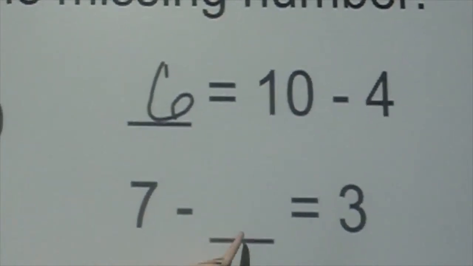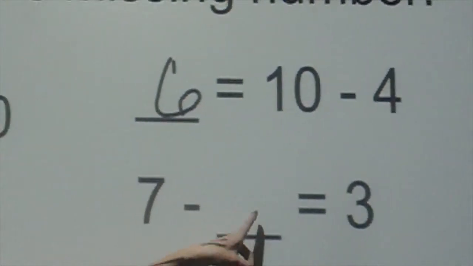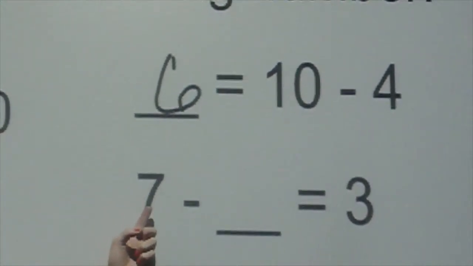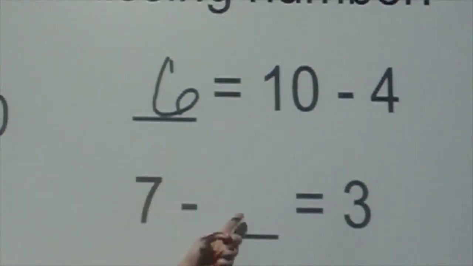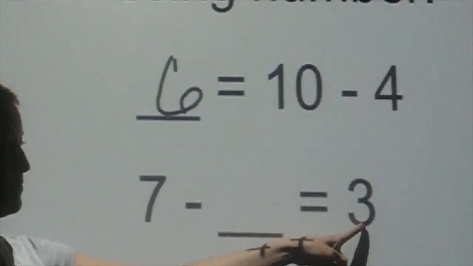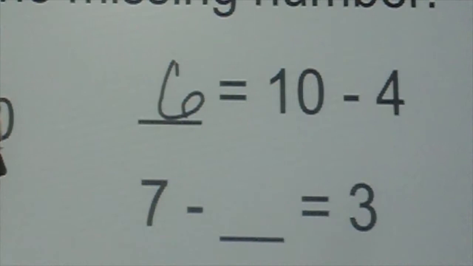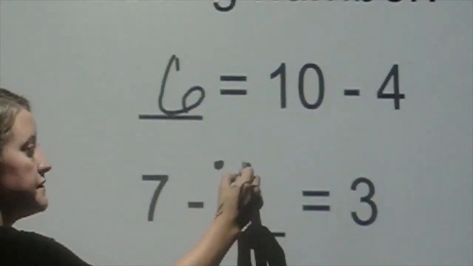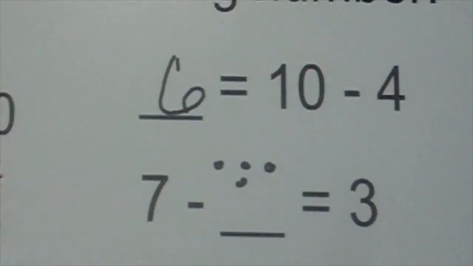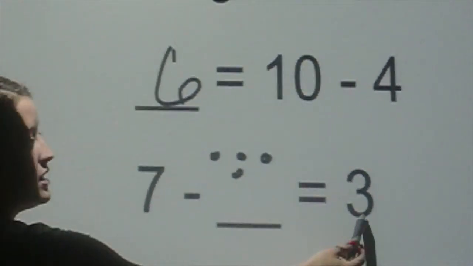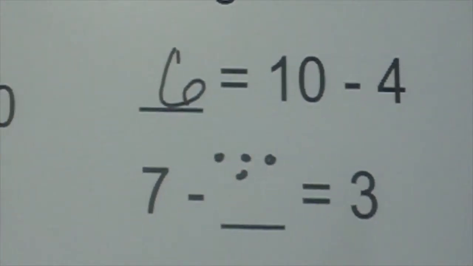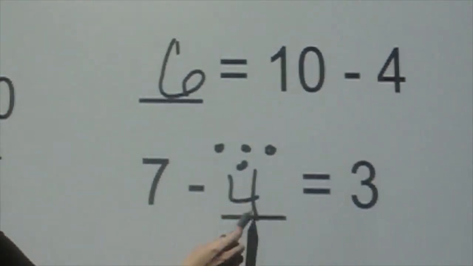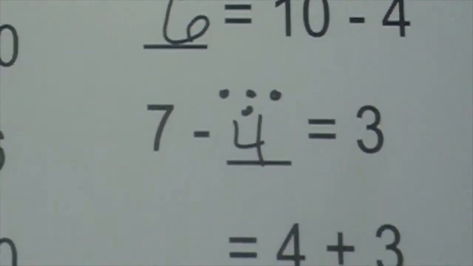We have a missing part in the middle. 7 minus something equals 3. Again, I'm going to start with the number that I know. I'm going to count down until I get to 3. I'm going to put a mark up here for each time I count down. 7, 6, 5, 4, 3. Stopped at that number. Let's add up how many we took away. 1, 2, 3, 4. 7 minus 4 equals 3.